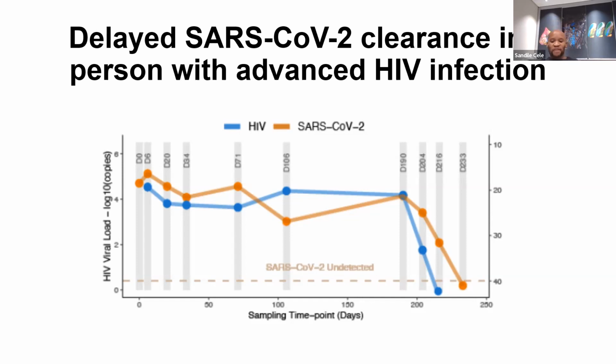Following failure to control HIV over time, the doctors decided to change the patient's ART regimen. After changing the regimen, we saw a drop in HIV viral load, which was followed by a clearance of SARS-CoV-2.